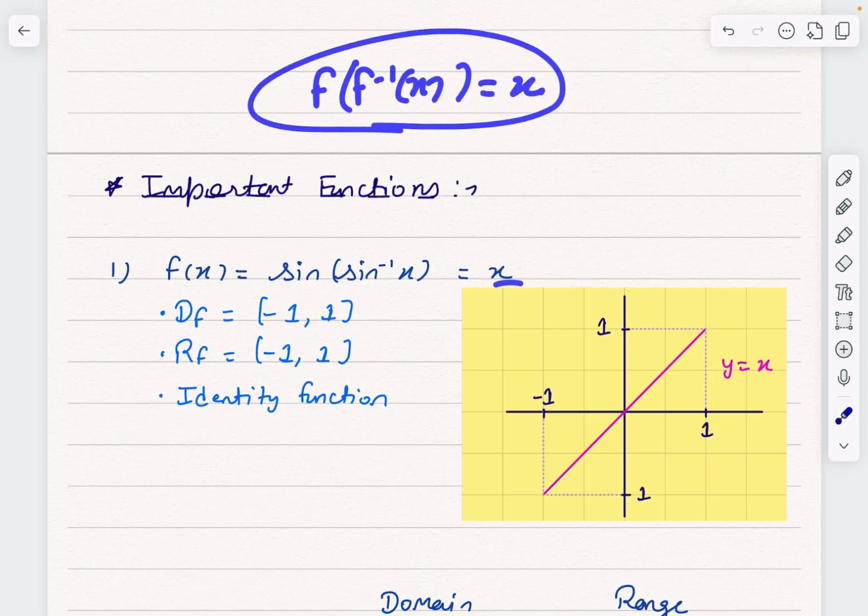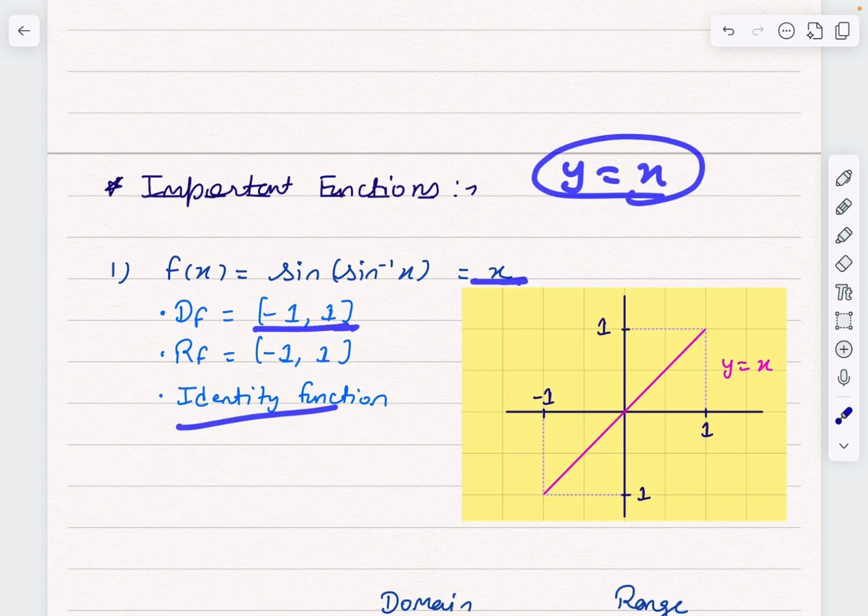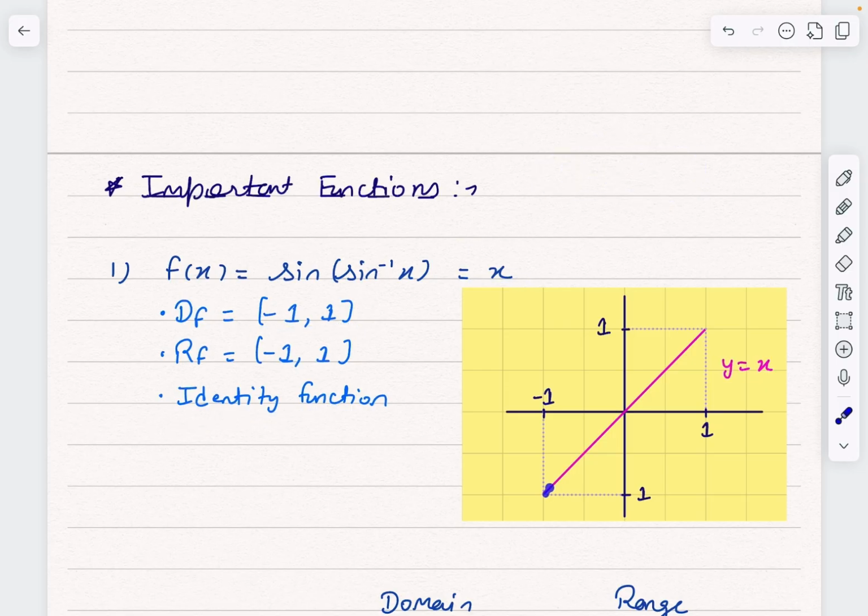Same thing, it will be just x. And the domain we take of the internal function is minus 1 to 1, and the codomain or range we take for the external function will be minus 1 to 1. So see, it's an identity function, like y equal to x, but in the interval minus 1 to 1 only. This is how the graph will look: y equal to x line from minus 1 to 1.